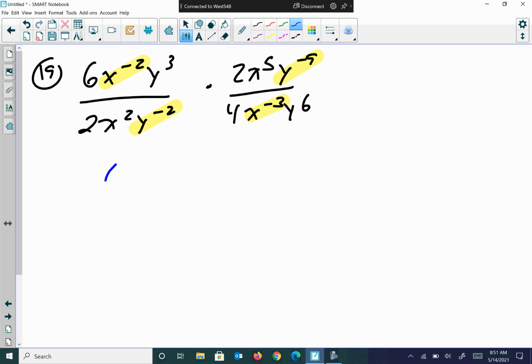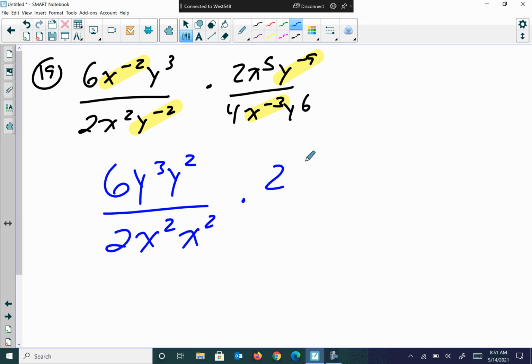So I'm going to get 6 y to the 3rd, y to the 2nd, over 2, x to the 2nd, x to the 2nd, times 2, x to the 5th, x to the 3rd, over 4, y to the 6th, then y to the 9th.